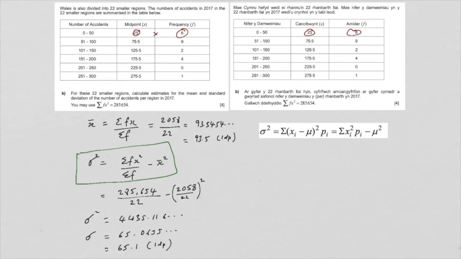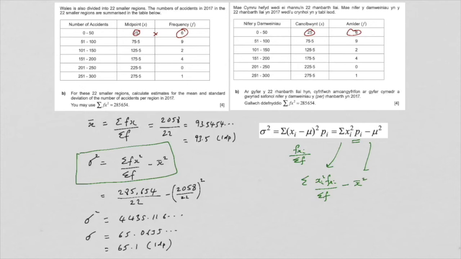But if we think about the probability and think that that's essentially the frequency of each element divided by the total frequency, then what this formula becomes is sum of the xi squared times its frequency over the sum of the frequencies. And then the minus mu squared, we will call it x bar squared.